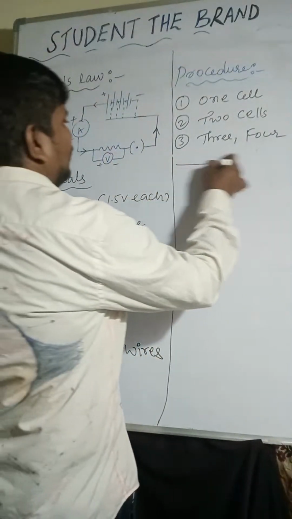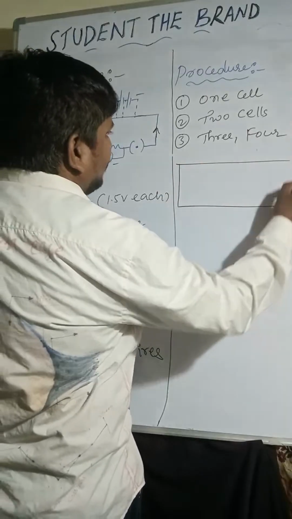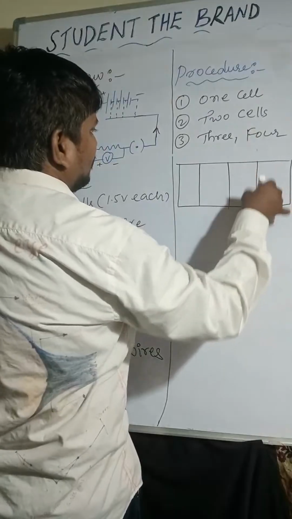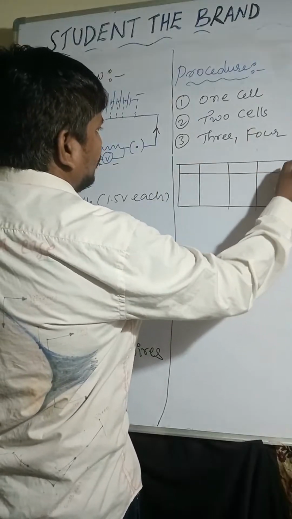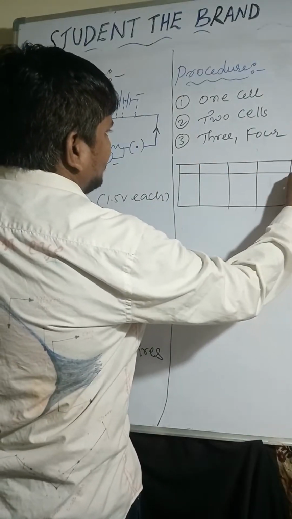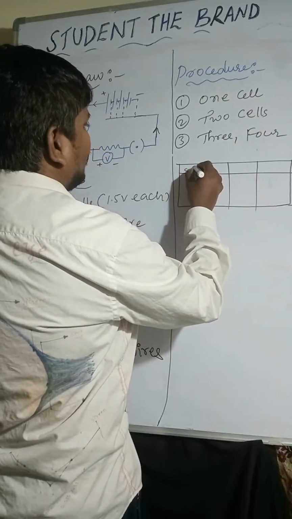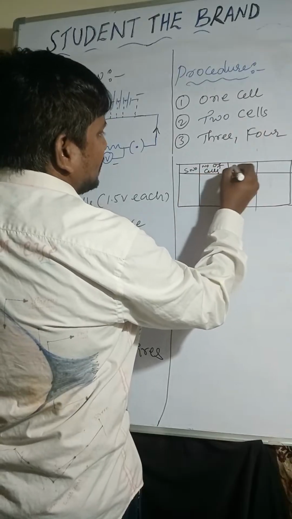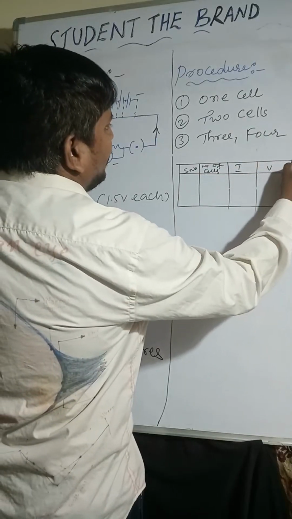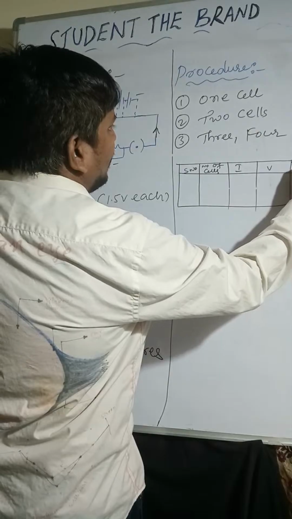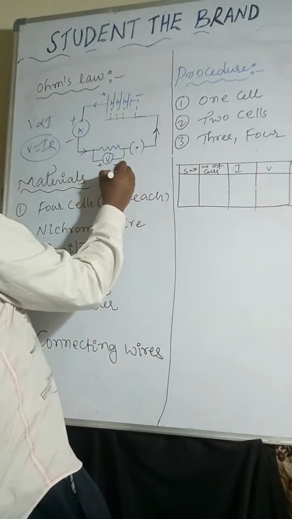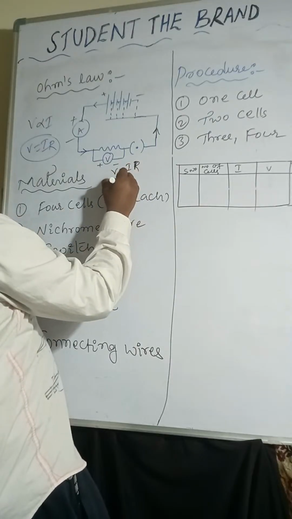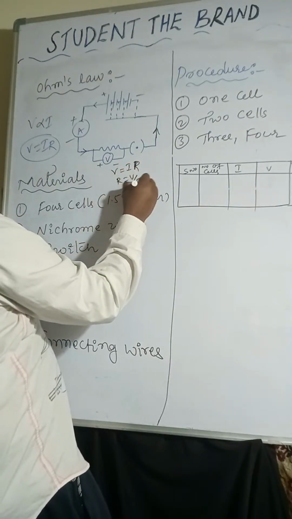Note down the values. So what are the values you observed in the ammeter and voltmeter? You have to note down those values and mention them in tabular form: serial number, number of cells, ammeter reading, voltmeter reading, V by I. So that is nothing but R. V by I is nothing but R only, right? So V equal to IR, R equal to V by I.